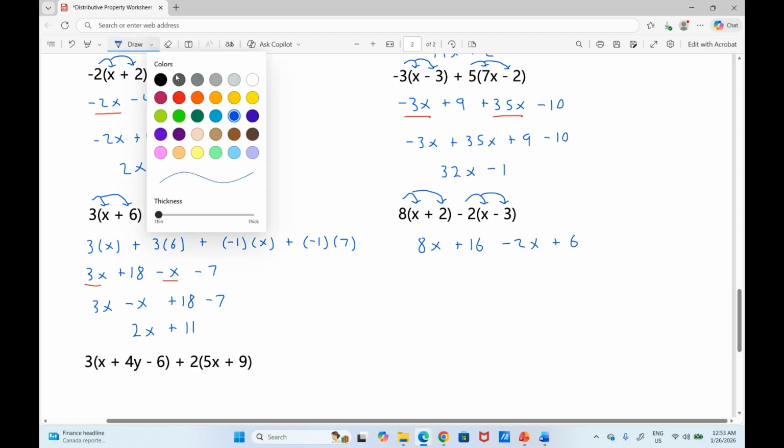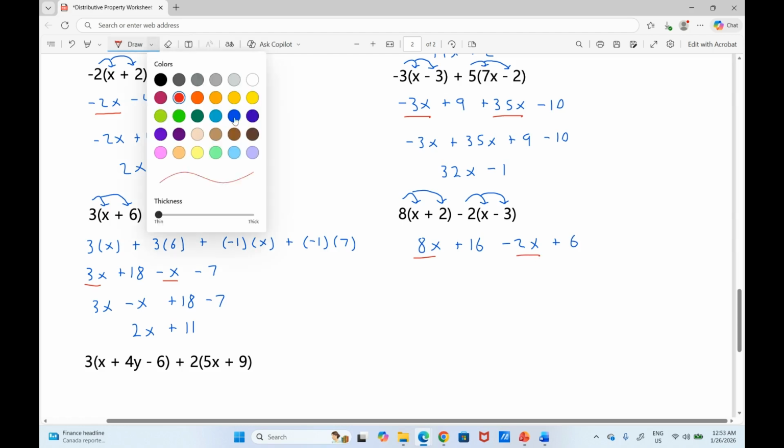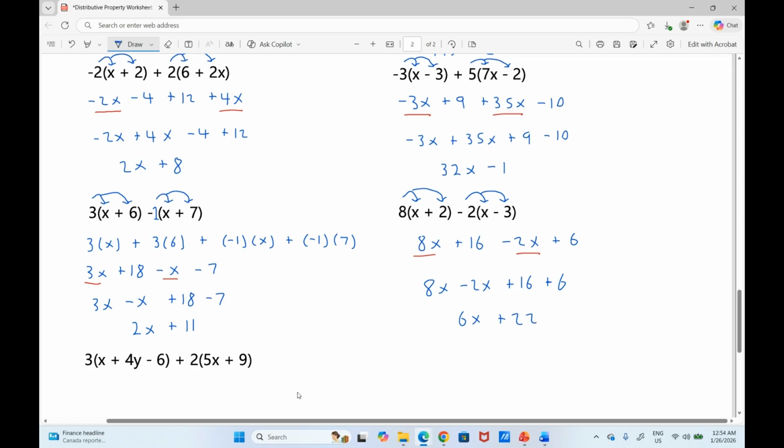Now I just collect my like terms. So my like terms are my x's and my coefficients. So I have 8x minus 2x plus 16 plus 6. 8x minus 2x is just going to be 6x. Then 16 plus 6 is going to be equal to 22. So my final answer is 6x plus 22.